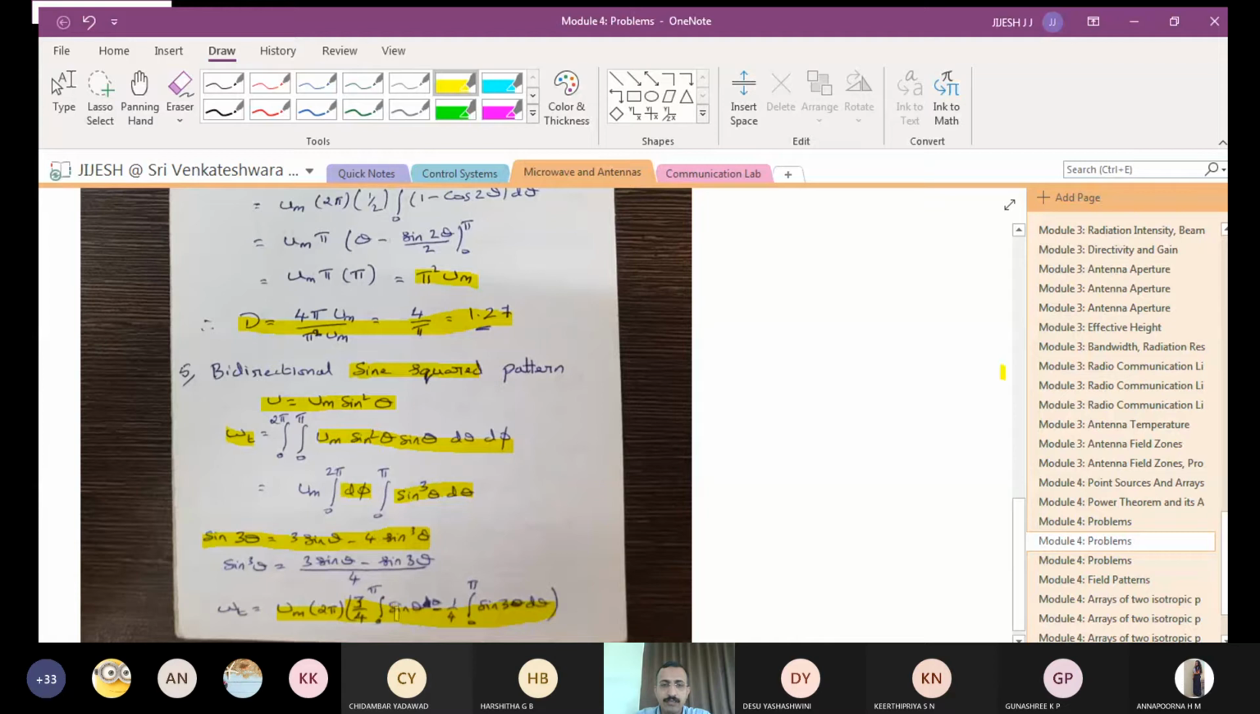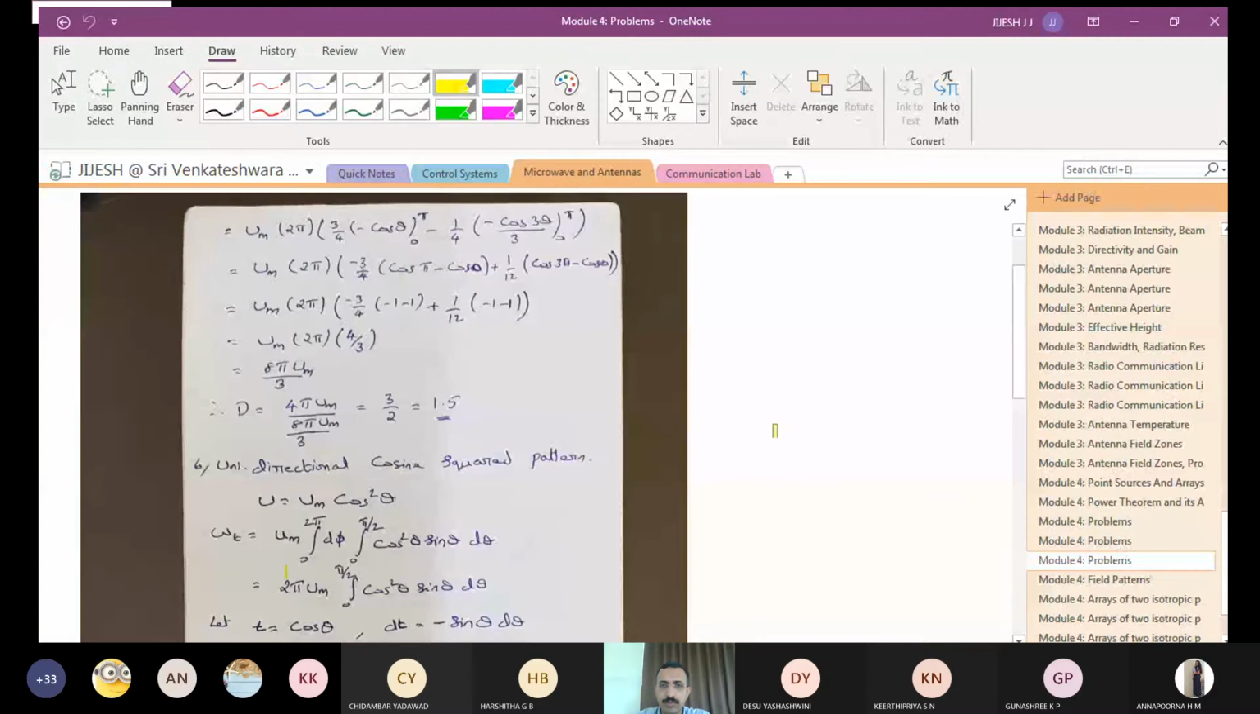So you do the integration for sine theta for the limit 0 to pi and sine 3 theta for the limit 0 to pi. So when you do that, you will get 2 pi, 3 by 4 minus cos theta 0 to pi, minus 1 by 4 minus cos 3 theta divided by 3, 0 to pi.